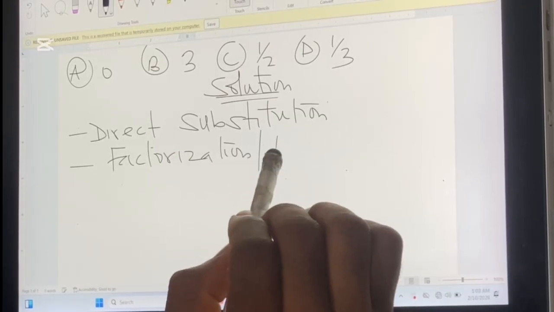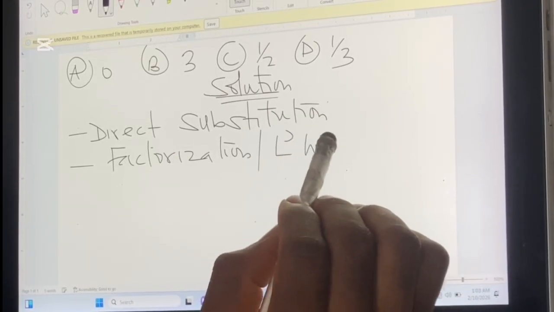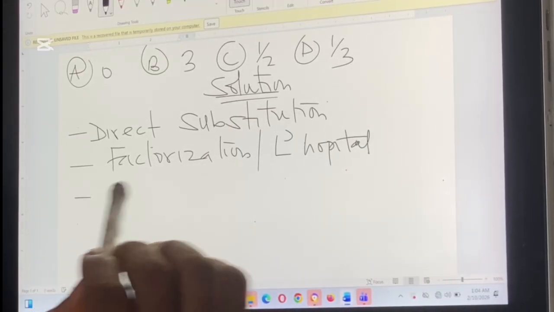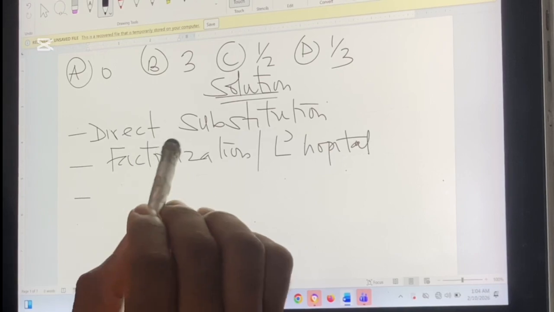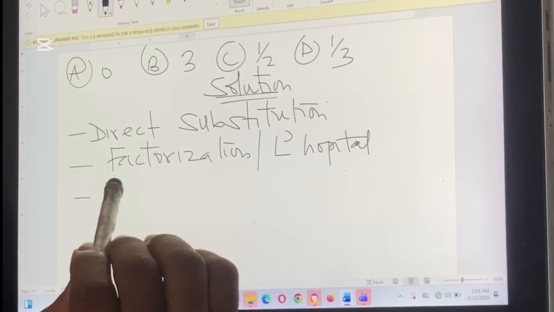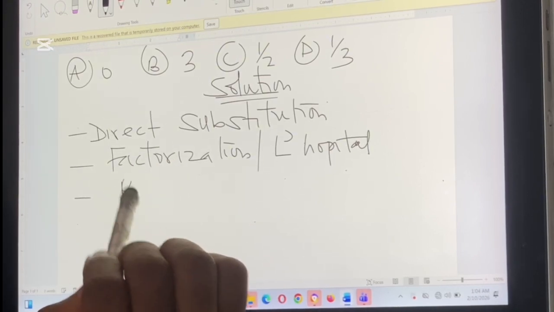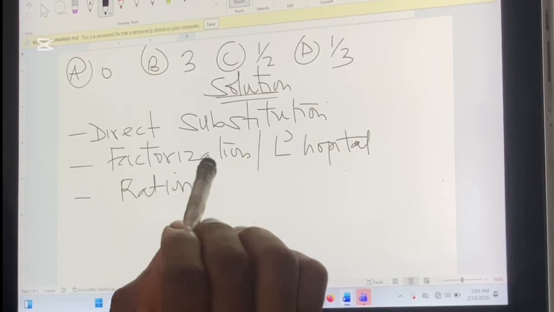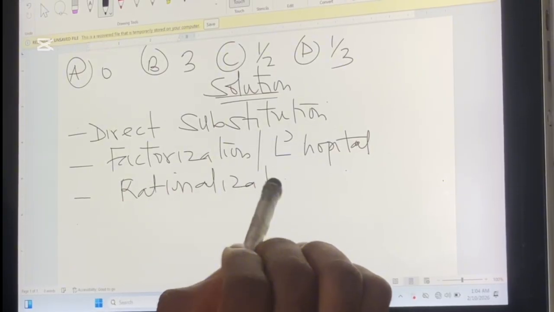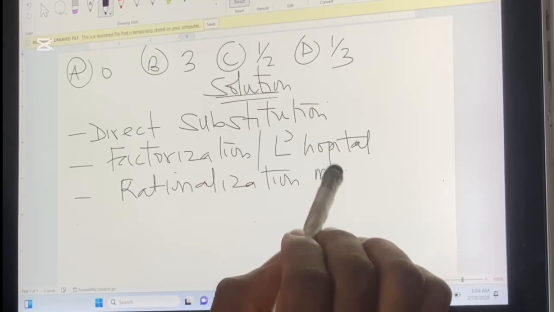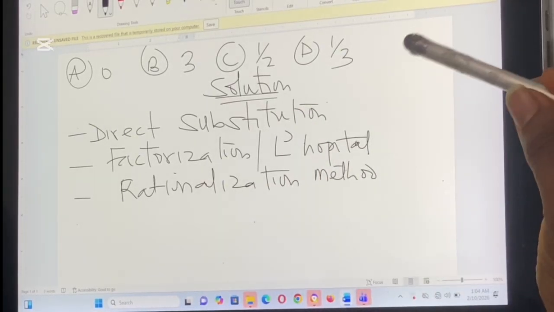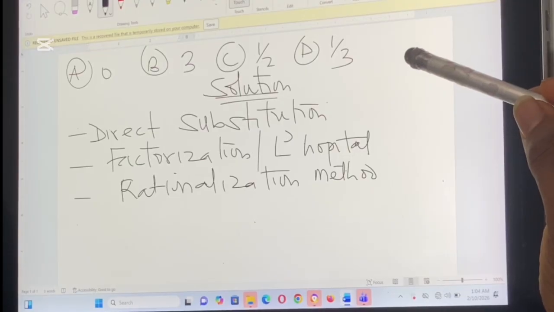Or we can also use the L'Hopital's rule. The next method here is rationalization method. Okay. Now, do we use direct substitution method?